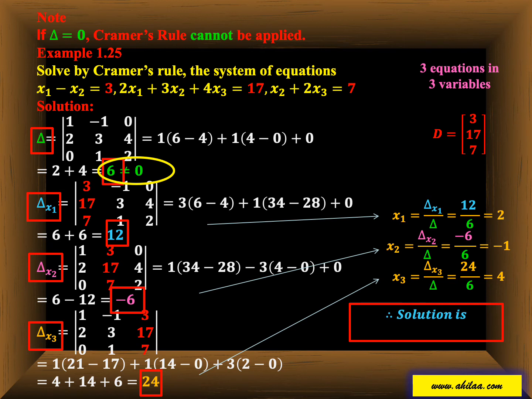So our solution is x1 equal to 2, x2 equal to minus 1, x3 equal to 4. You can verify this answer by substituting in any one of the given equations. Understood? Very easy now.